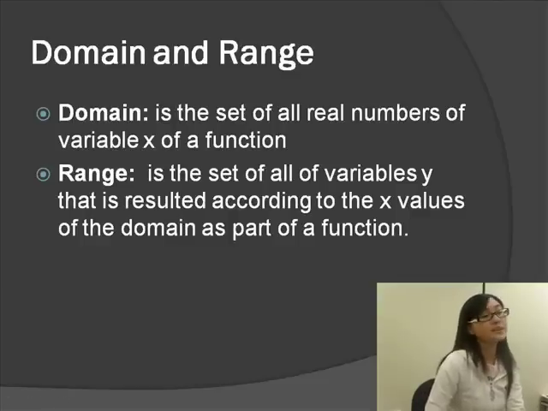We have already talked about the domain and range in Unit 1, but we have to talk about it here again because when we look at a graph, we have to determine its domain and range. The domain is the set of all real numbers of variable x of a function. The range is the set of all values y that result according to the x values of the domain as a part of a function.